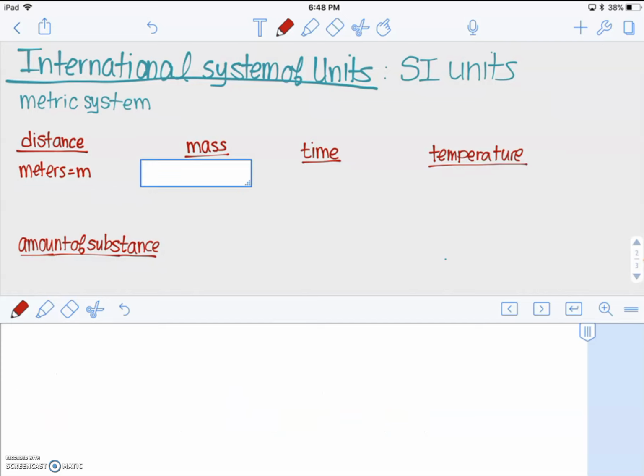So for mass, we tend to use pounds. We don't want to use pounds anymore. That's not something that is usable by every country. If you go into different countries and ask them how they weigh themselves, they'll say things like stones or kilograms, whatever it might be. So for scientific purposes, our SI unit for mass is kilogram.